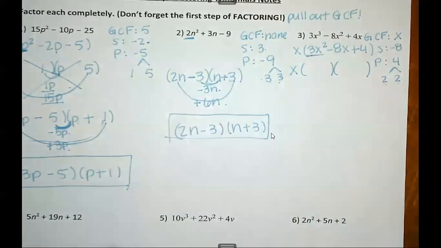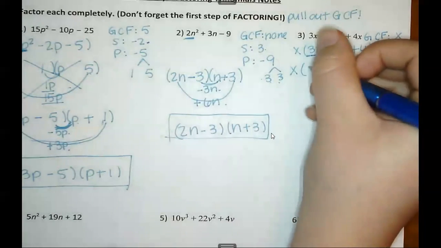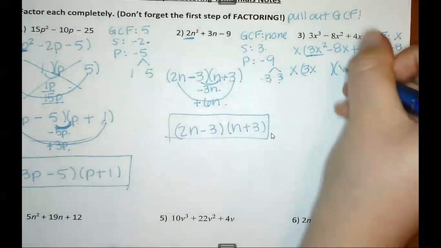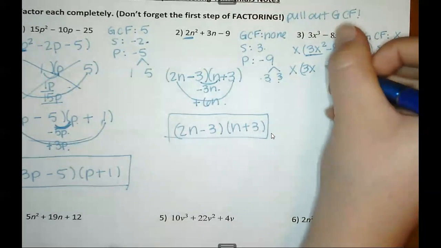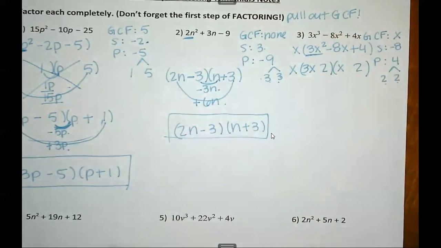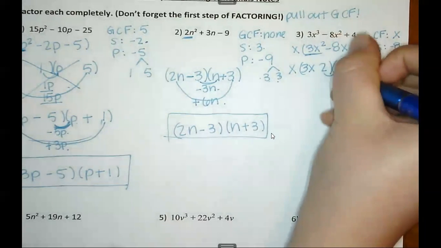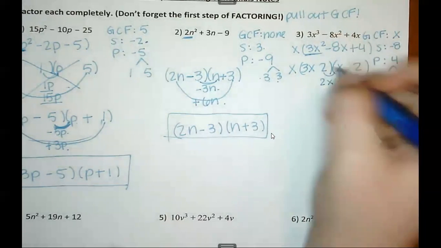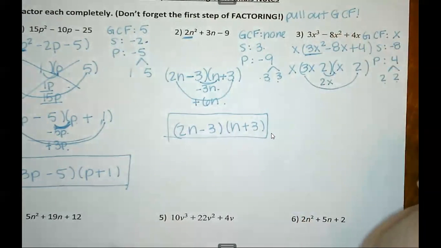We need something that will give us 3x squared in the front. So it's going to be 3x and x. And then I plug in my 2 and my 2. Now we check the inner. 2 times x would give us 2x. And I check the outer. 3x times 2 would give me 6x.